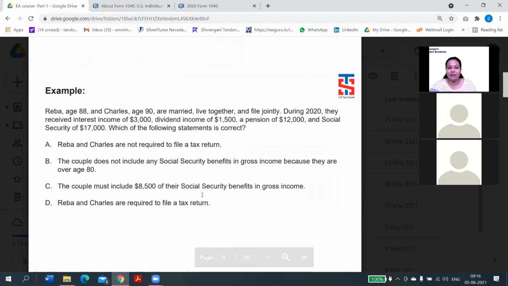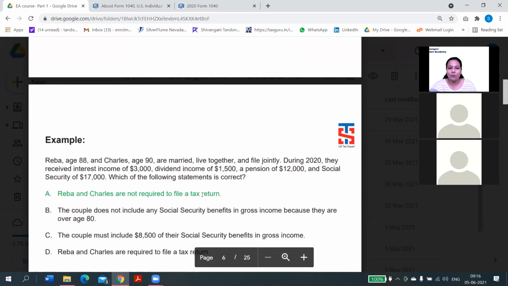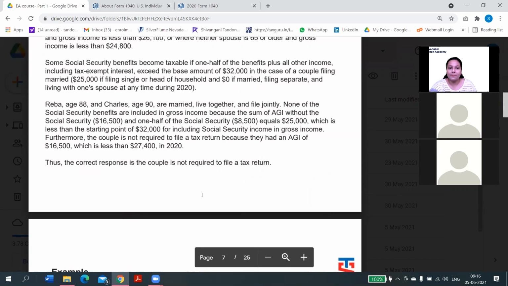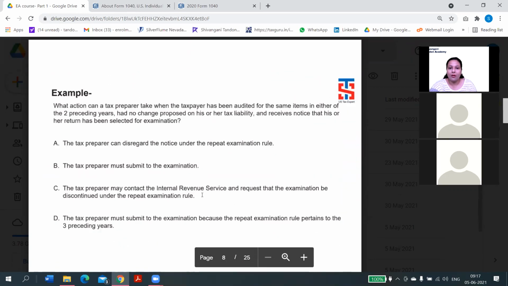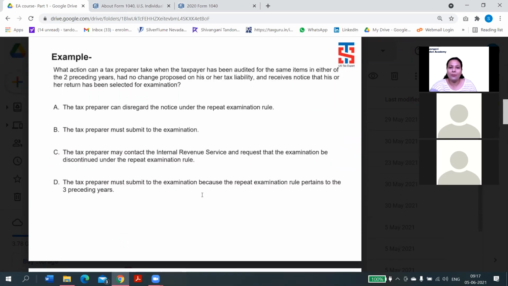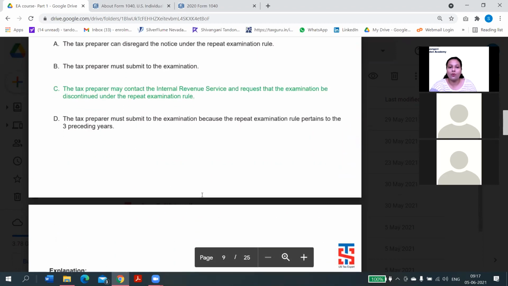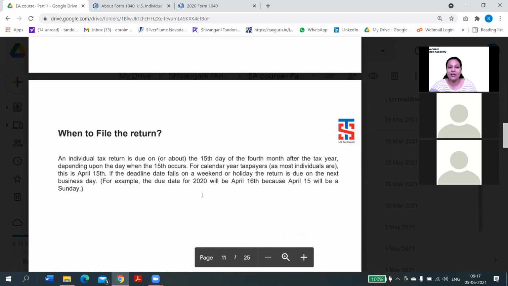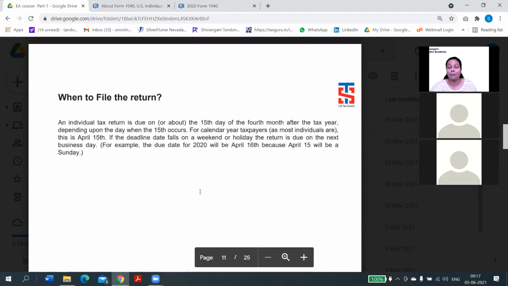This is an example we'll reach later. First, I want to complete the topic of filing status. Then we'll come to the example, because the example has some digits which you will be able to connect once you understand the filing status.